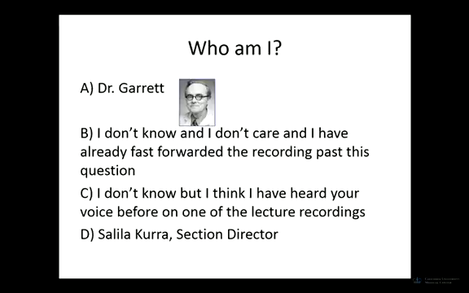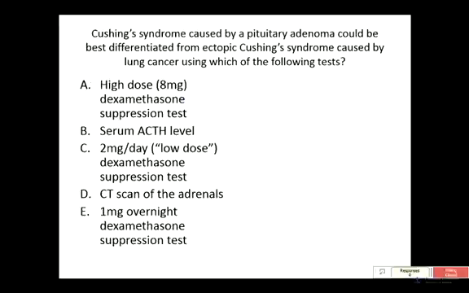There are about 10 questions, and some of them are followed by long, detailed explanations. So why don't we just get started? The first question is, Cushing's syndrome caused by pituitary adenoma could be best differentiated from ectopic Cushing's syndrome caused by lung cancer using which of the following tests?